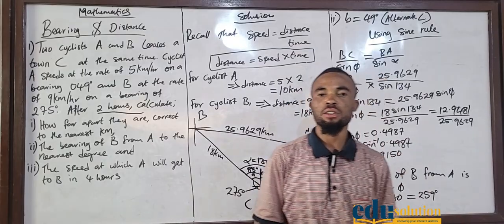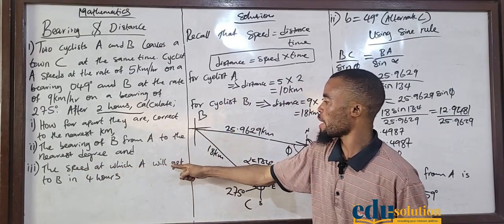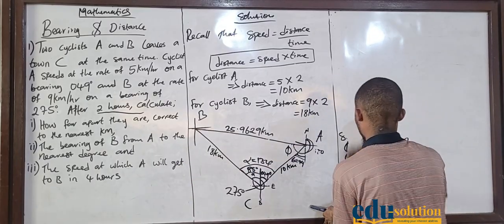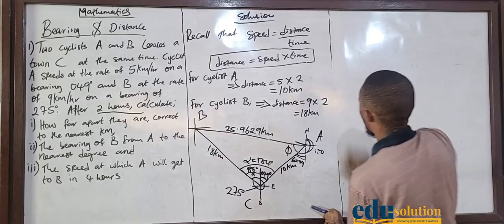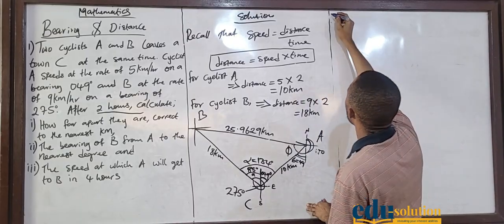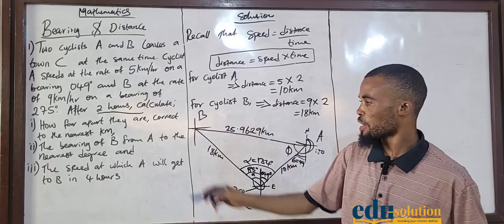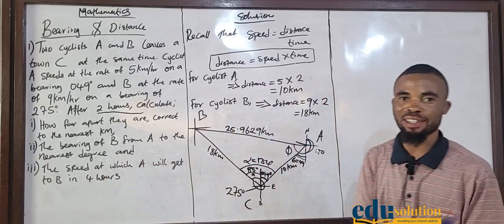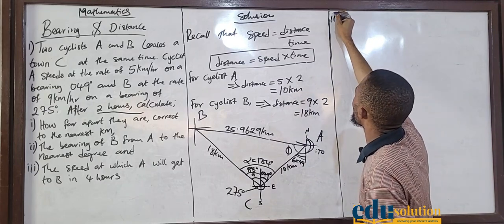So that is our answer. So without wasting time, let's take the last one, which is the speed at which A will get to B in 4 hours. Okay, the last one says the speed at which A will get to B in 4 hours. That will not take us time at all. So we are having number 3.